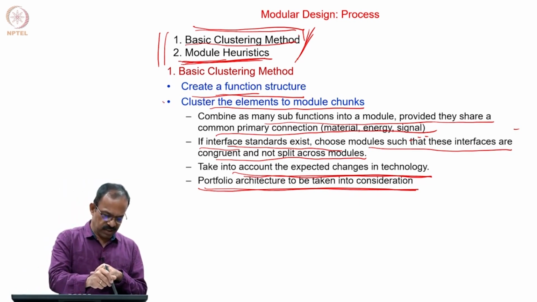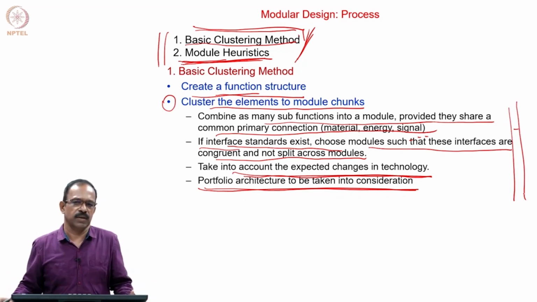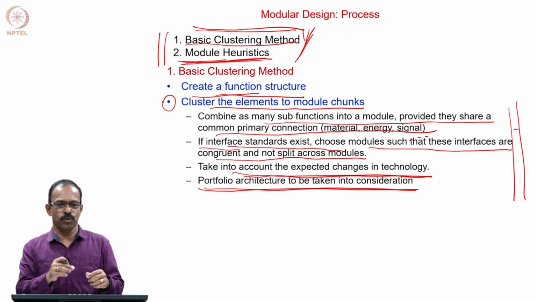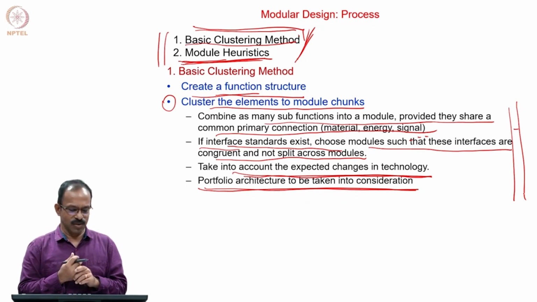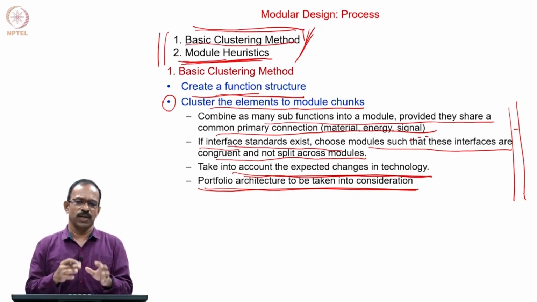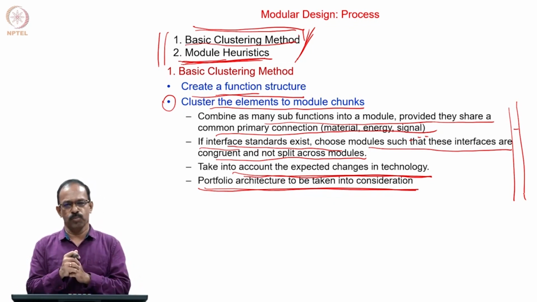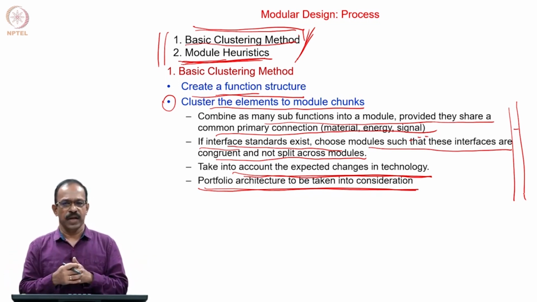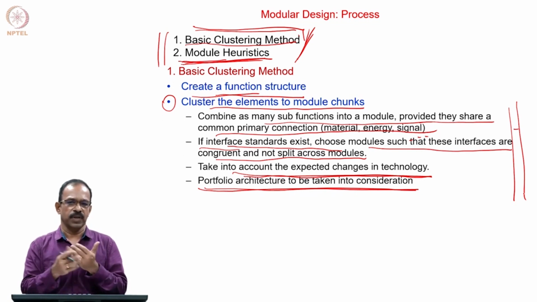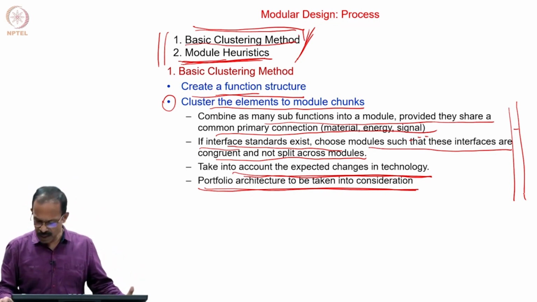The second step is clustering the elements into module chunks based on any of these criteria or multiple criteria. You may have to do it 2-3 times, because you will do it first based on the subfunction, then look at the standards, then look at the changes in technology, and then finally decide, okay, this can be a module, this can be a module. Whichever cannot be converted into modules will become the base platform or a part of it. So, you will have a base platform to which other modules can be added, and this can have slot modularity, bus modularity, or a mixed modularity. Okay, so that is the way.